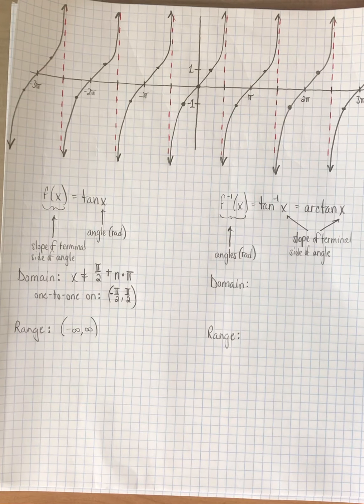And the arctangent literally translates as: what is the arc or angle of the circle whose terminal side has this slope? So again, the arc length and the angle measure in radians are equivalent on the unit circle.